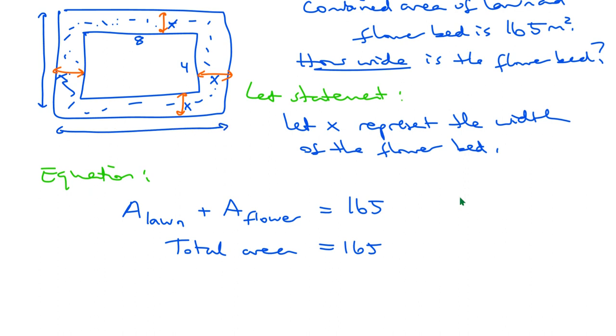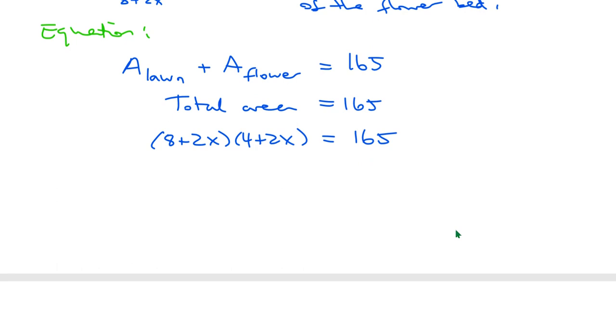If the length was 8 before and I'm adding x to both sides, then this is my new length. My width used to be 4, but I'm adding x to both sides, so here's my new width. So the total area is 8 plus 2x times 4 plus 2x, and that's going to give me 165. Okay, so we're setting up the equation.